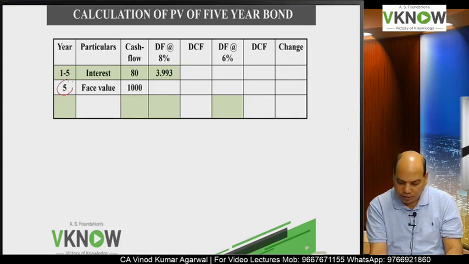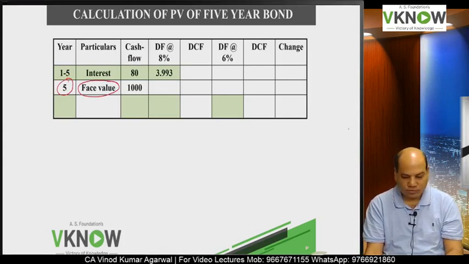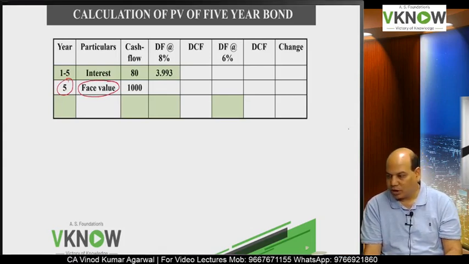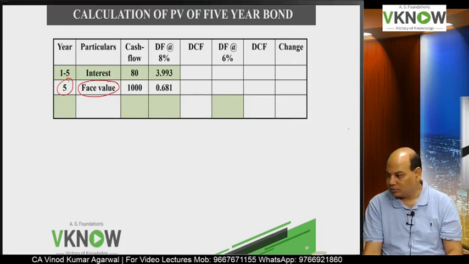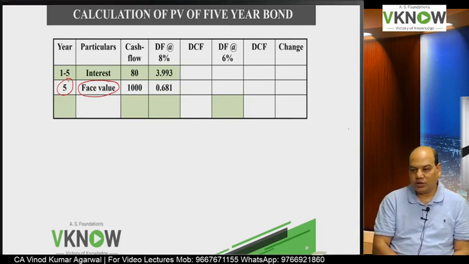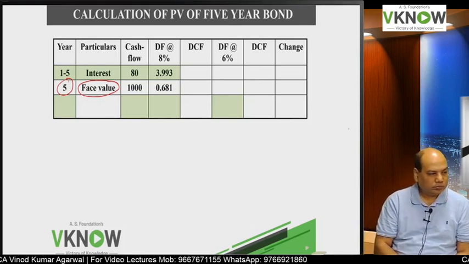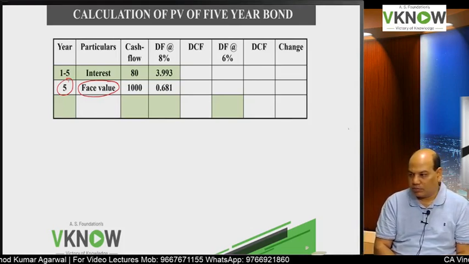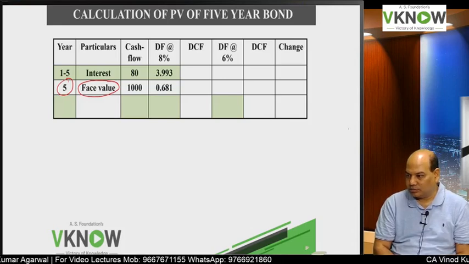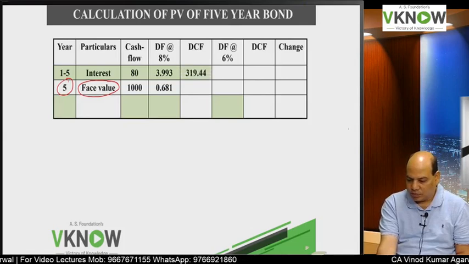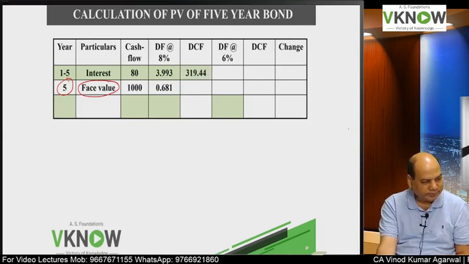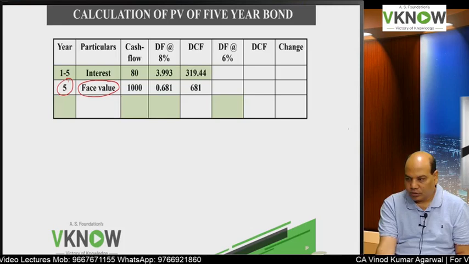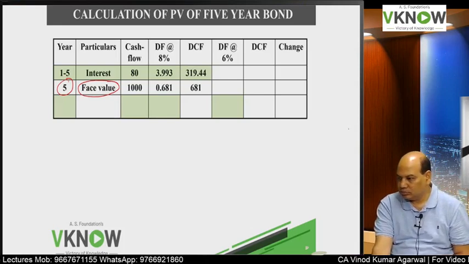And in year 5, you will get face value 1000 rupees. Calculate the factor at 8% for the 5th year. So that is 0.681. Multiply and take the total. So multiply, 319.44 and 681.